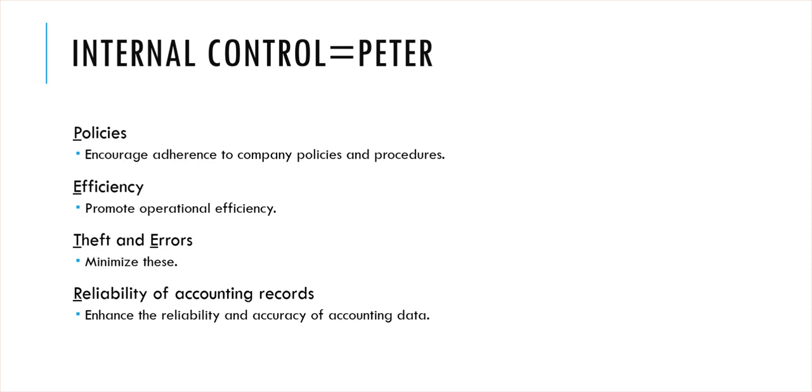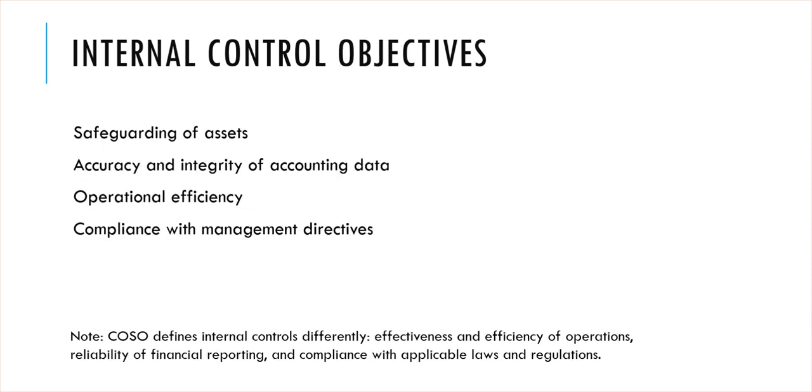The point being that the users can rely upon the data, and it becomes information if they're going to act upon it. So the information is good information. They can use it to make decisions. That's what we're talking about. Again, policies that are in place that promote efficiency, minimize theft and errors, and give you reliability in your accounting records. This is what we want to see when we see internal controls.